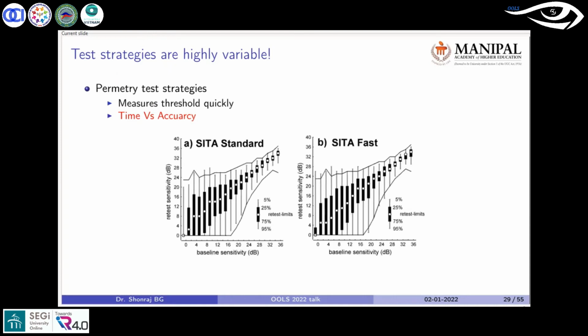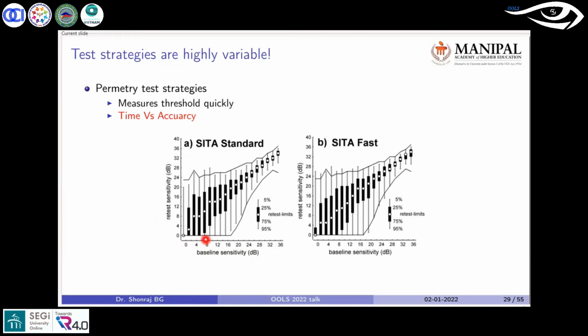Now, if you look at the test-retest variability of your theta and full thresholds, it is huge. Let's try to understand this graph a little bit, and this is very important for you to understand. In this particular study, they measured the perimetry once, and asked the patients to come again some other day, within a week's time, and do the perimetry one more time. So let's say in this particular location, they got a threshold value of 8 decibel.